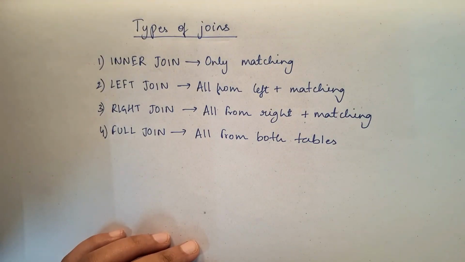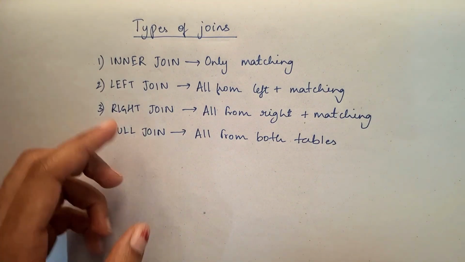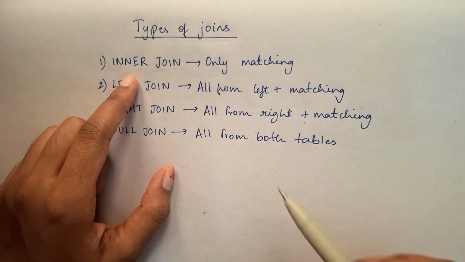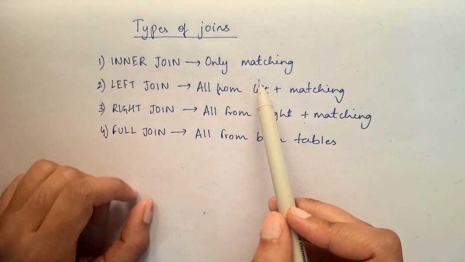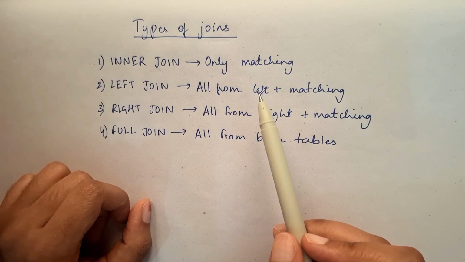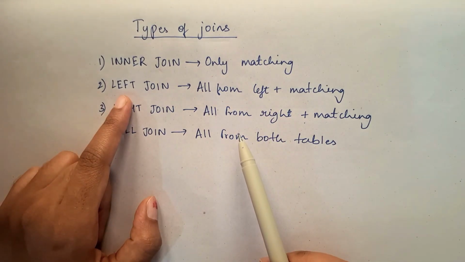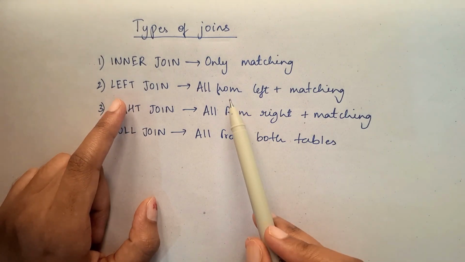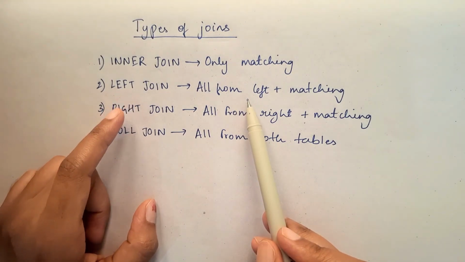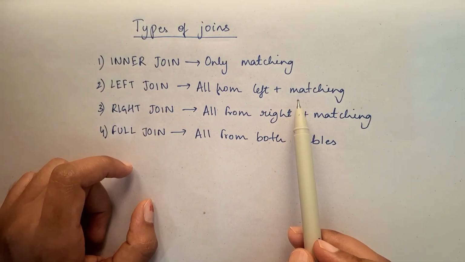Now let's quickly look at different types of joins in SQL. There are mainly four types of joins. First one is inner join. Inner join returns only matching records from both the tables. That means only the data that exists in both the tables will be shown. Next is left join, and it returns all records from the left table and the matching records from the right table. And if there is no match, it will show null values.